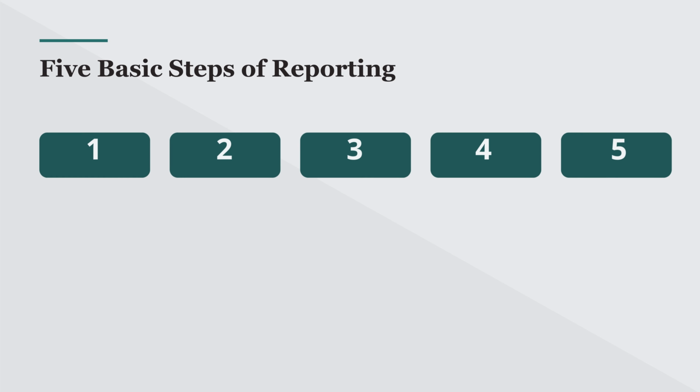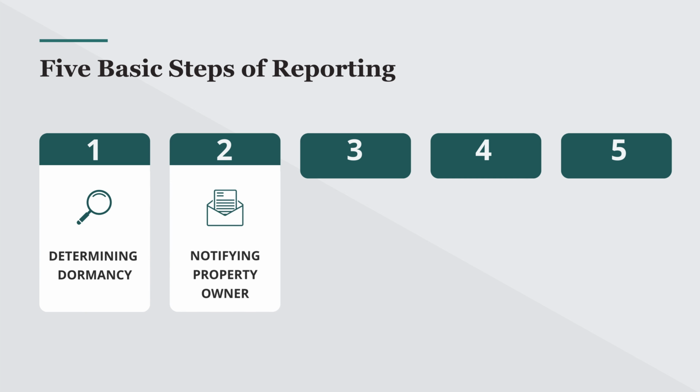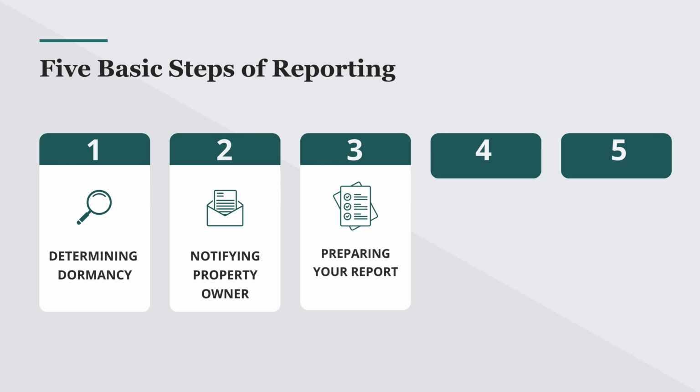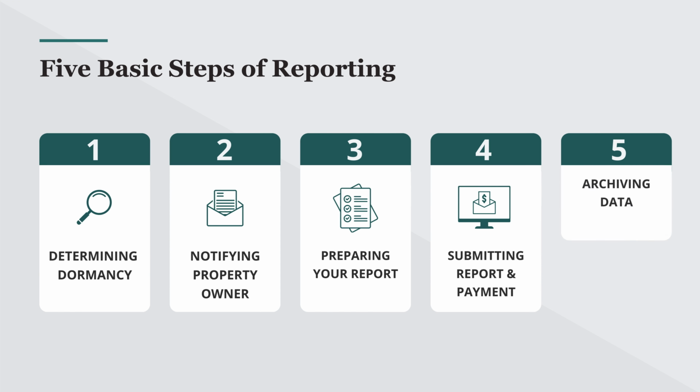Submitting an unclaimed property report is easy. There are 5 steps. The first is determining dormancy. The second is notifying the property owner. The third is preparing a report. Fourth is submitting your report and payment. And the 5th step is archiving reported data. Now let's dive into each step in more detail.